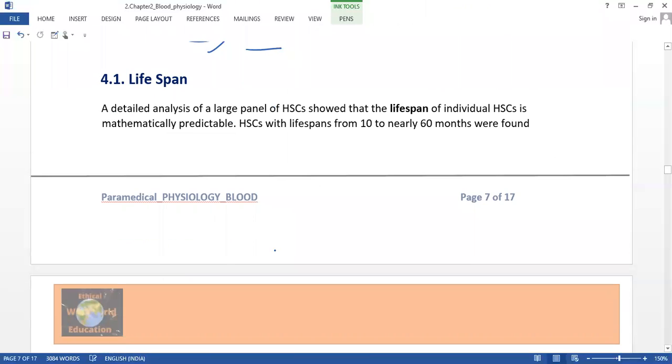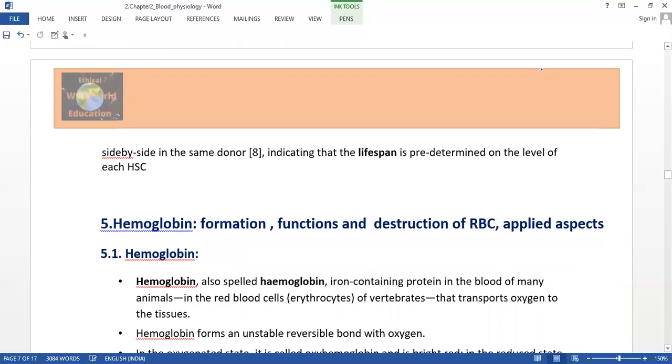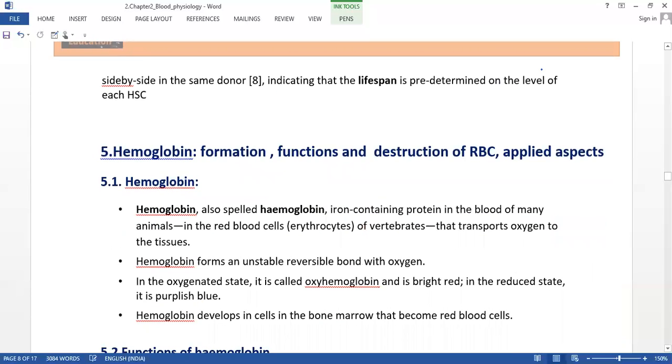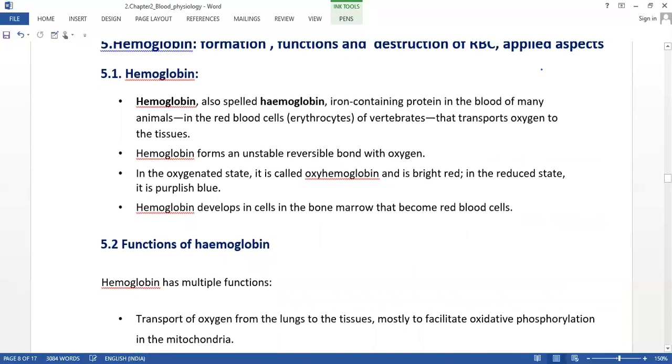The next concept is the lifespan. Here, the detailed analysis of this large panel of HSCs is shown in the lifespan of the individual HSC, the individual cells, ranging from 10 to nearly 60 months, and that will be found side by side in the same total, which indicates that the lifespan may be predetermined at the level of the HSC.